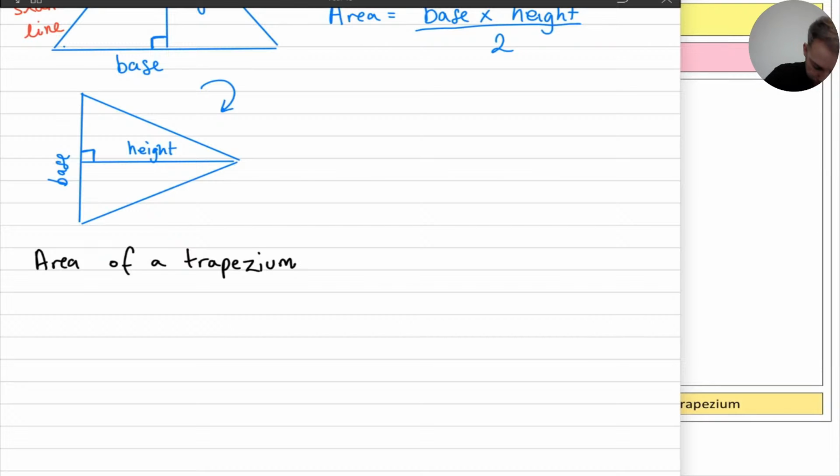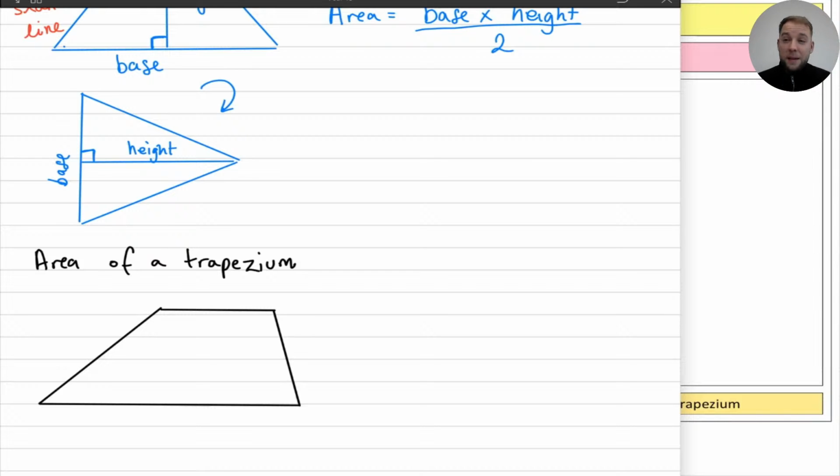Now a trapezium looks like this. Now you might think to yourself, oh, that looks a little bit like a parallelogram or a little bit like a rectangle, but the top and the bottom are different lengths. So this A and this B are different lengths. If that happens, the way I like to think about it is that you're averaging out the top and bottom. You're averaging out these lengths.